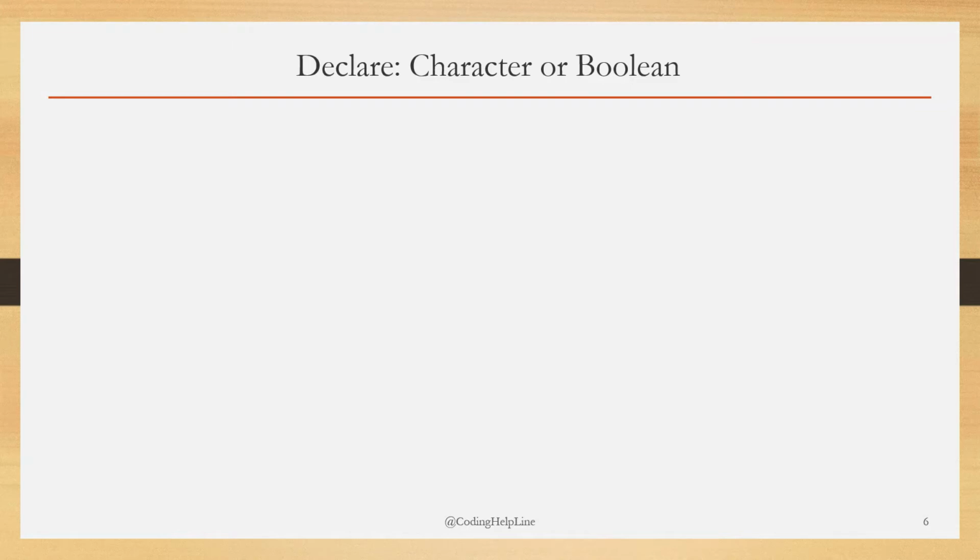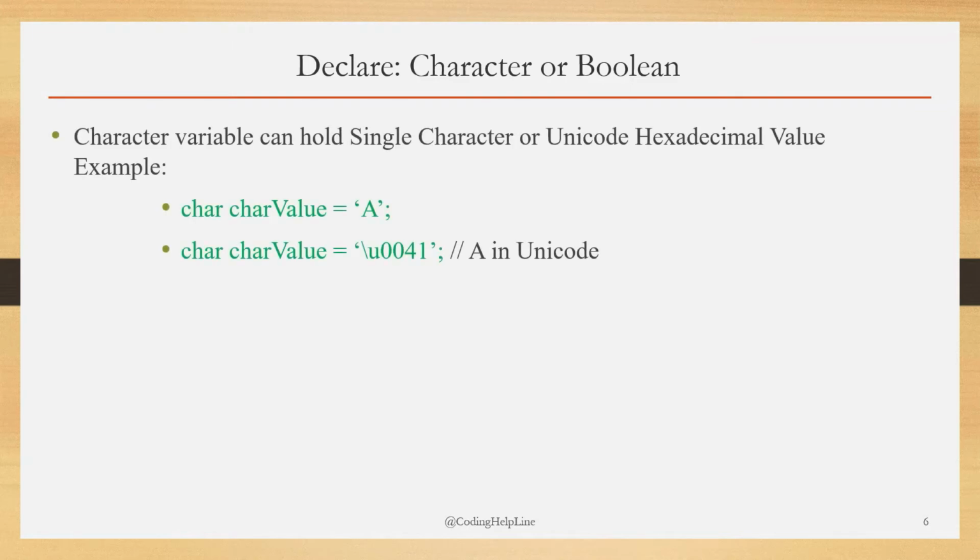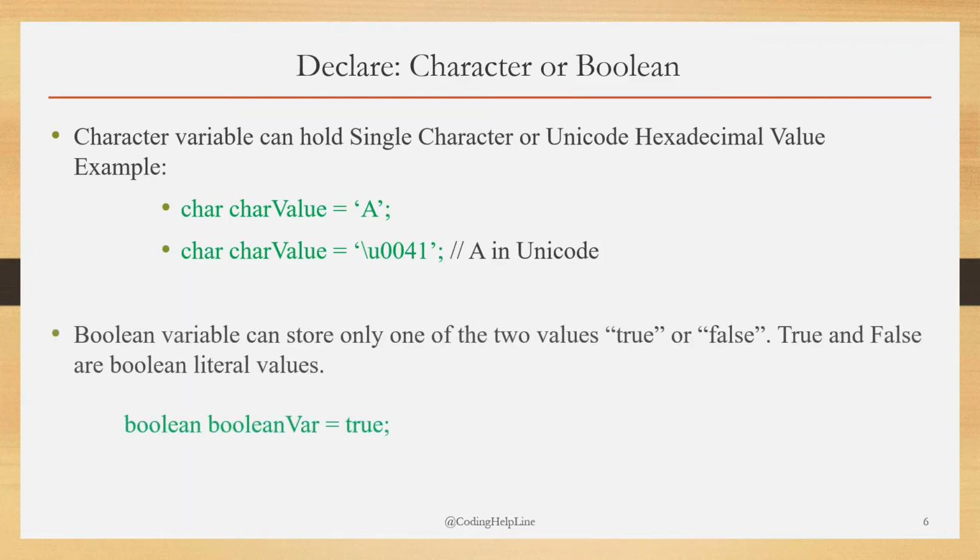Next, the character and the Boolean data types. In character variable, we can hold a single character or a Unicode hexadecimal character. Unicode can be represented in 2 bytes of data. Boolean variable can store only one of the two values, true or false. These are Boolean literals. These are character literals.